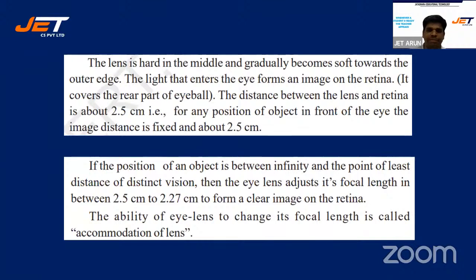If the position of the object is between infinity and the point of least distance of distinct vision, then the eye lens adjusts its focal length between 2.5 centimeters and 2.27 centimeters to form a clear image on the retina. So we have a variable focal length. Now, this ability of the eye lens to change its focal length is called accommodation of the lens. All right, so it varies between 2.27 and 2.5 centimeters, of course. Be careful, it's centimeters, students.